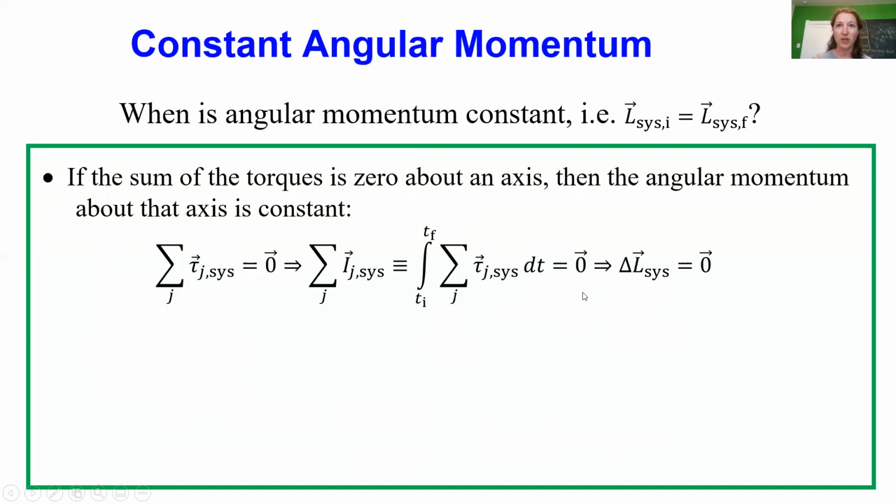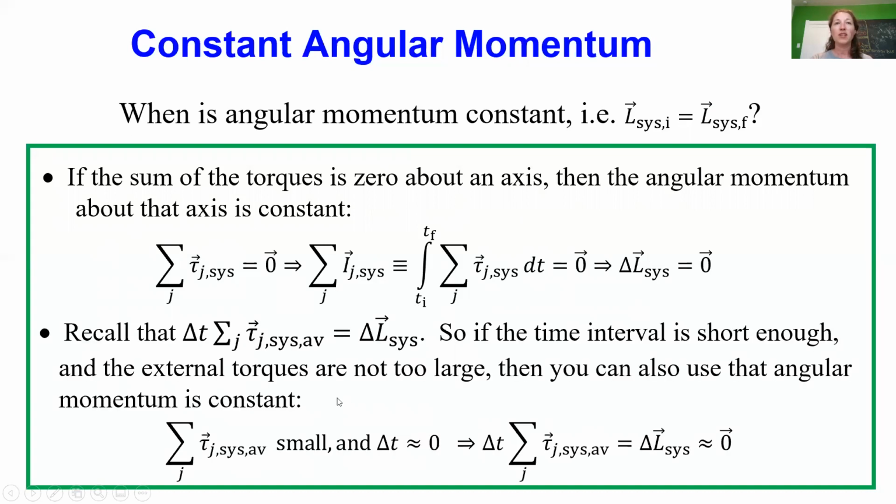That's what the angular impulse-momentum theorem says: if you have an angular impulse due to torques, that's going to change the angular momentum of your system. But it's also useful to think about when we will have the angular momentum of the system being approximately constant. One way to do this is to keep the time interval short enough that the external torques, which are not too large, don't have enough time to appreciably change the angular momentum of the system. Then the angular momentum is approximately constant, or delta L is approximately 0.